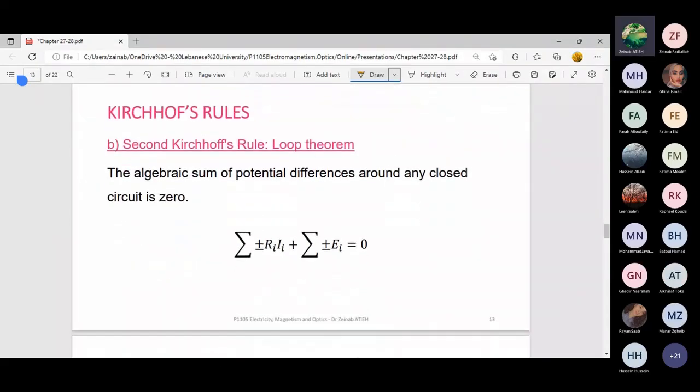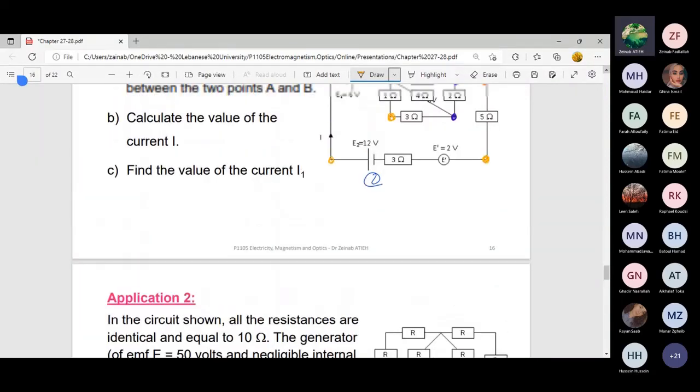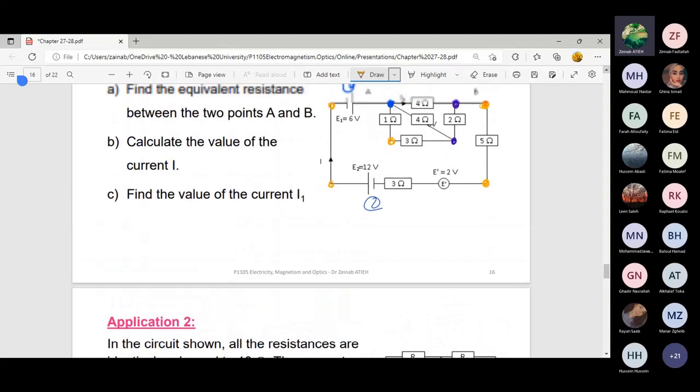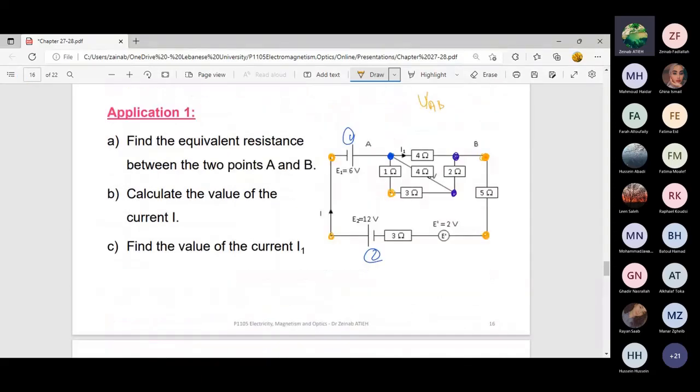Okay. Kirchhoff's second rule, it is simply called the loop theorem. And what does it say? It says that if you add the potential differences along a closed circuit, you will get a voltage of zero. What does this mean? Let me take a look. You all know the potential difference. When I calculate UAB or VAB, we start from A and arrive at B.